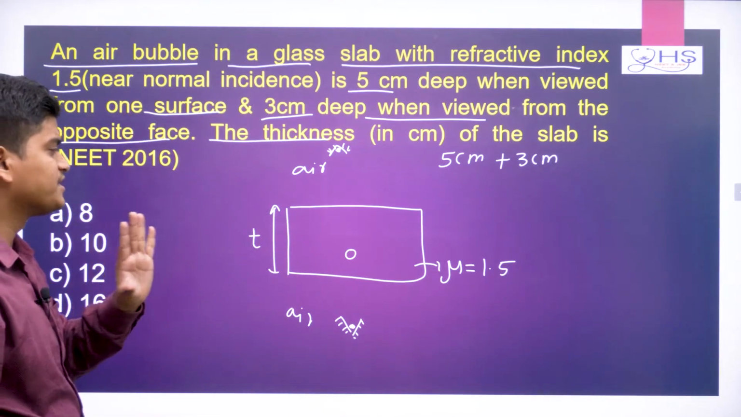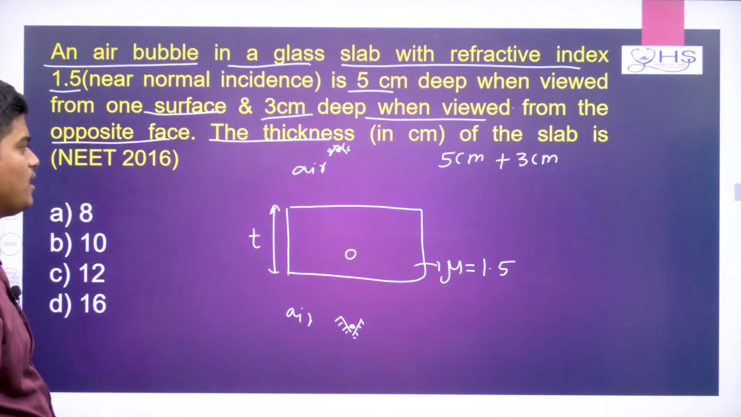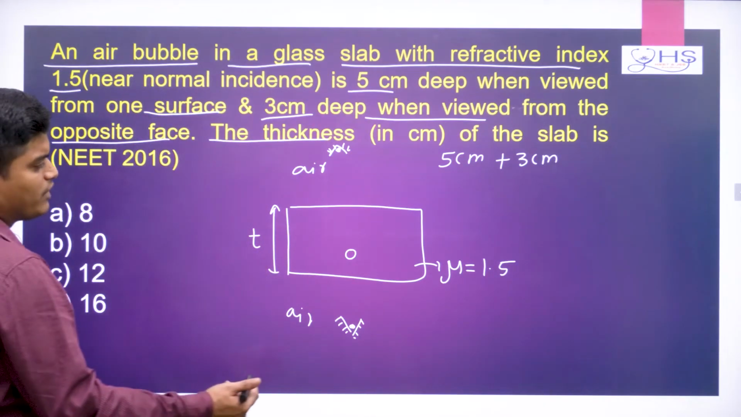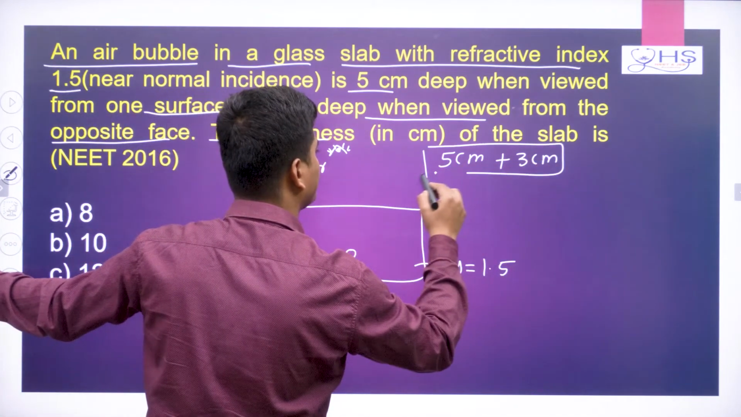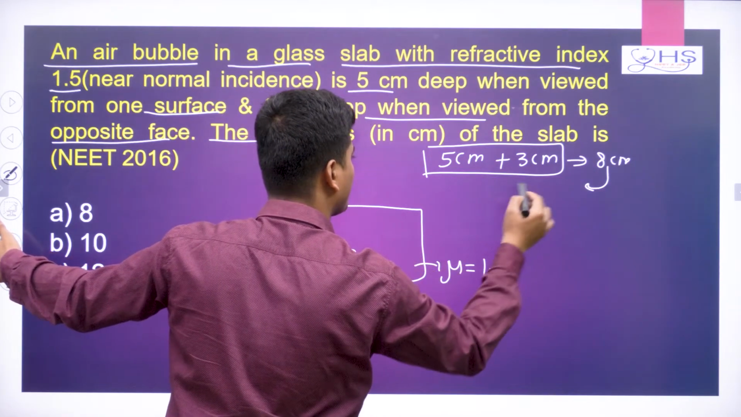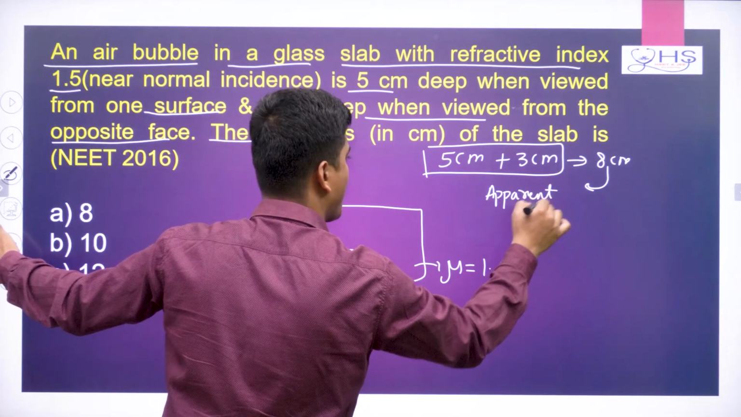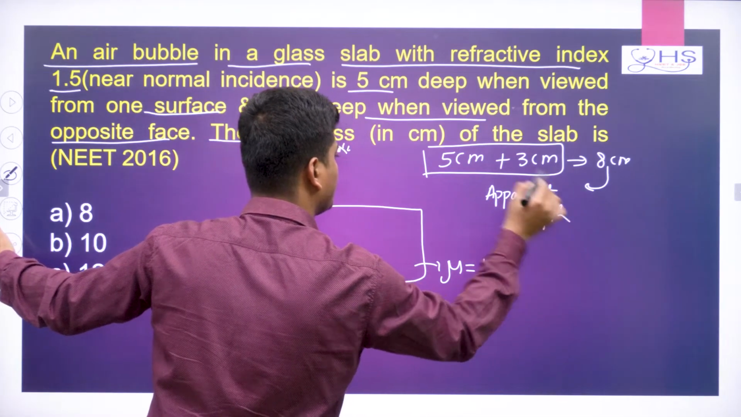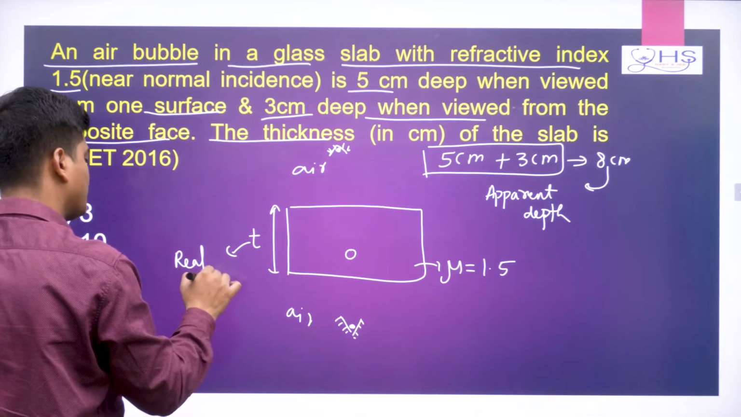So this thickness means basically you can understand it is your real depth. So that one you can calculate. Here whatever is given directly, 5 centimeter, 3 centimeter, that will be 8 centimeter. You consider it as what? That is your apparent depth. Apparent depth. Okay, thickness means you understand this is your real depth. Real depth.